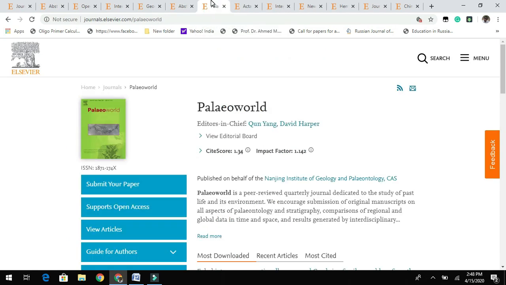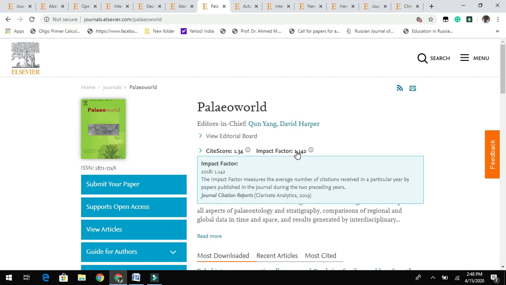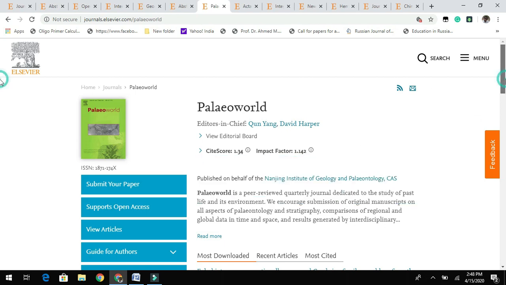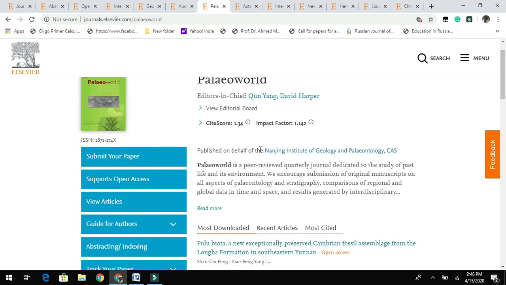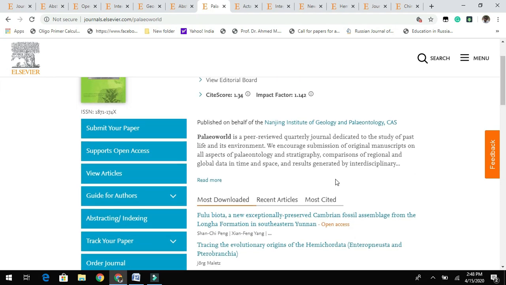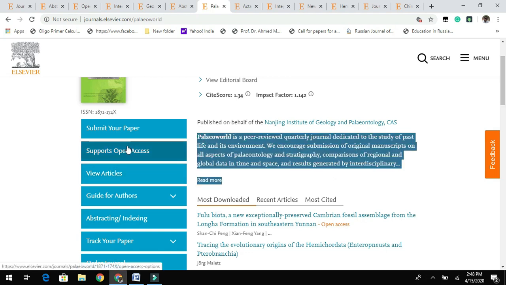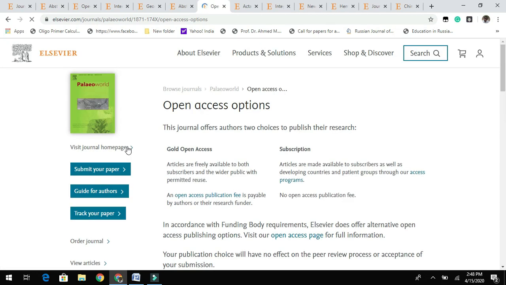So Palaeoworld has an impact factor of 1.1 and it is published on behalf of the Nanjing Institute of Geology and Palaeontology. So here you can see the aims and scope of this journal, and let us move on to the open access policies of this journal. The very good part of this journal is it has a 1.1 impact factor.